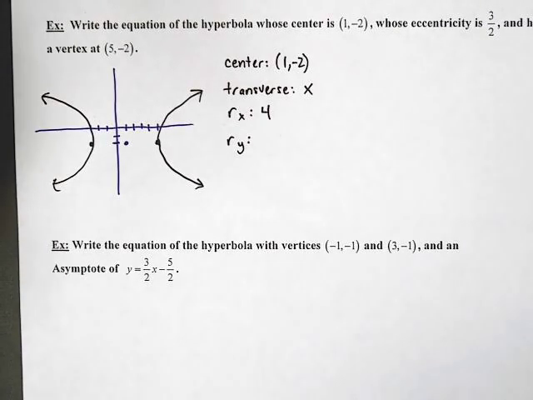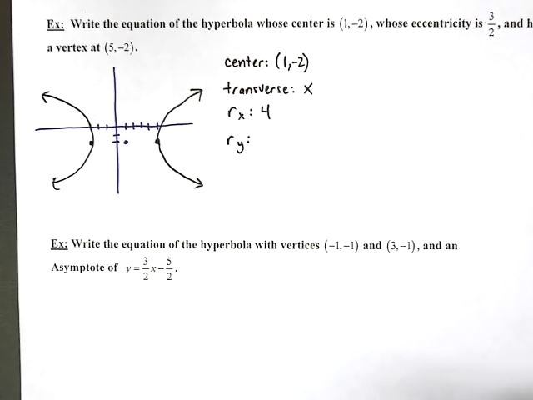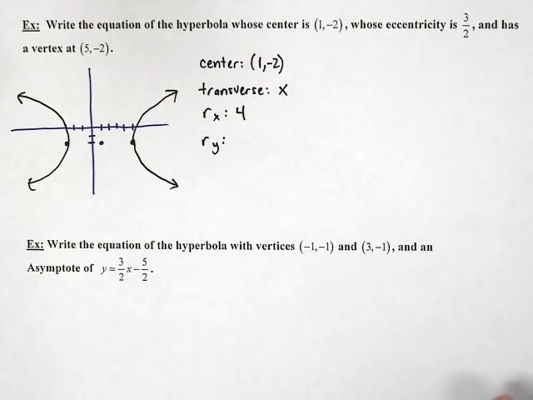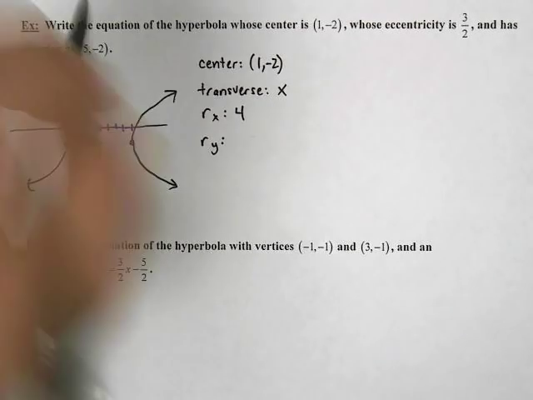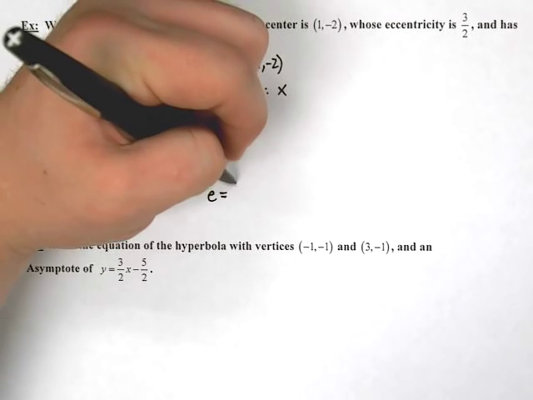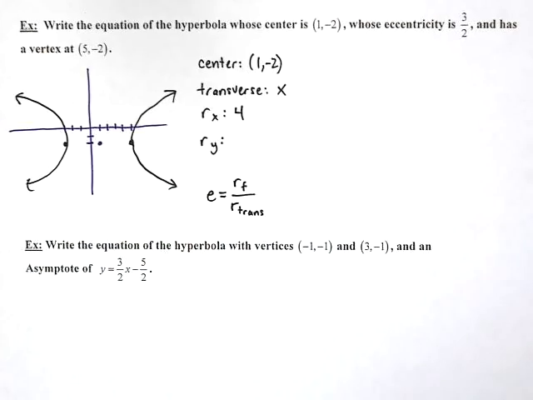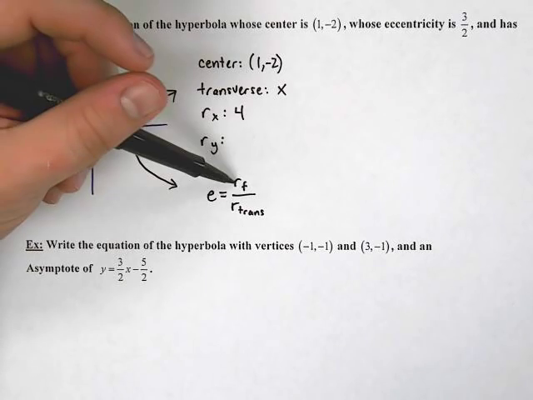So in this situation, we have now taken care of everything that we can from the picture, and the picture had the center and the vertex, so now we have to hit up this eccentricity idea. Alright, the eccentricity, similar to ellipses but slightly different, we have to remember that e is equal to the focal radius over the transverse radius.